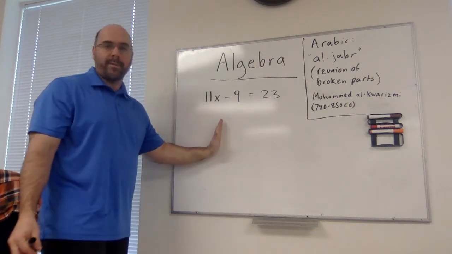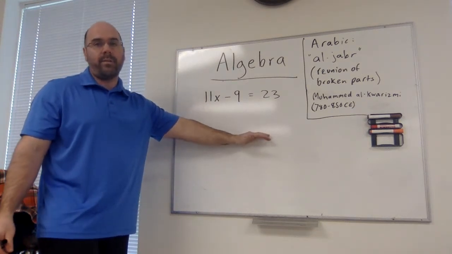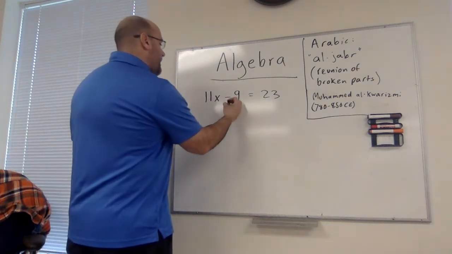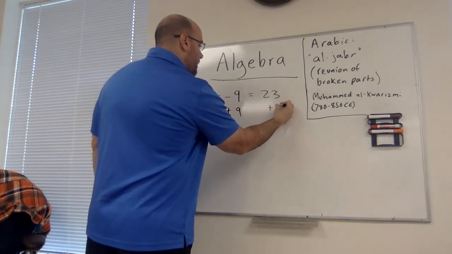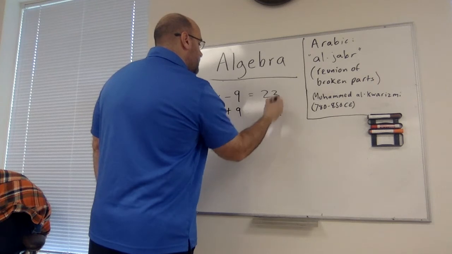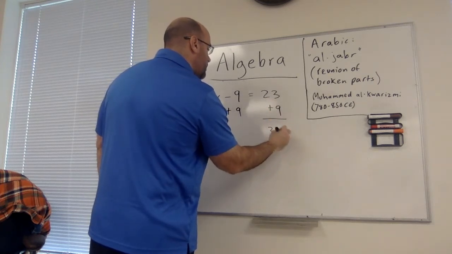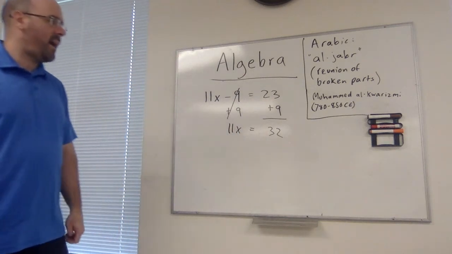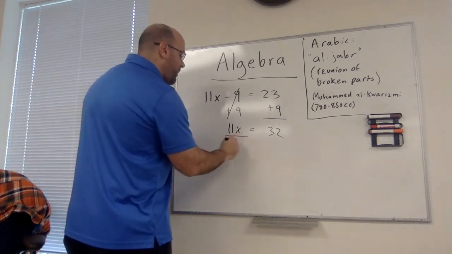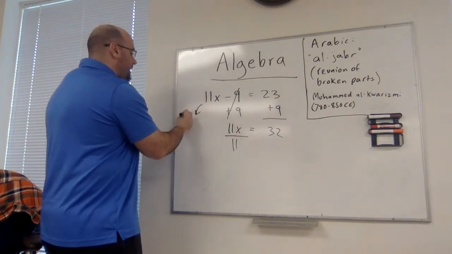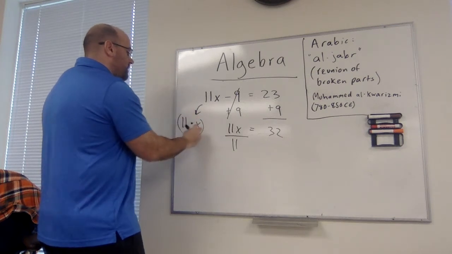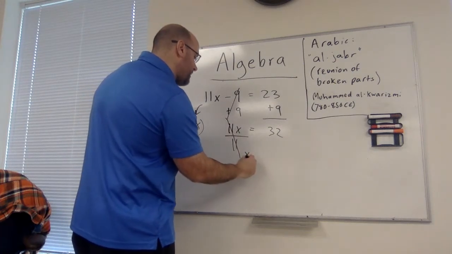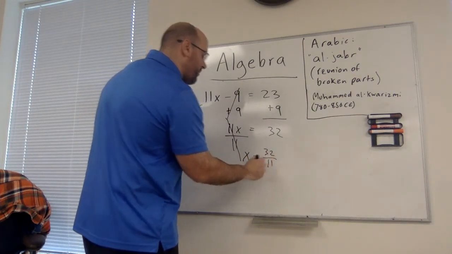I'm going to get x alone, I'm going to socially isolate it, and I'm going to reunite it with the number that it actually is supposed to be to make the equation equal. So let's do what I need to do. I'm going to add 9 to both sides. 23 plus 9 is 32. Those cancel out. 11x equals 32. Now, in order to isolate x, I need to divide by 11 because remember, 11x is actually 11 times x. Okay? So 11x divided by 11, x equals 32 over 11.